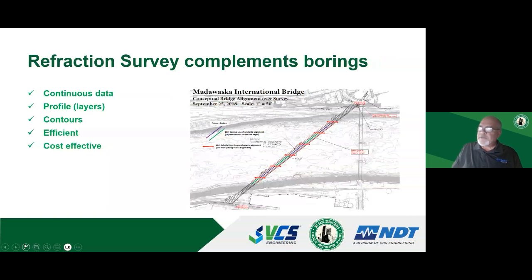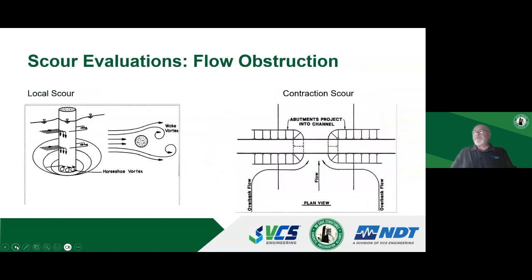It doesn't eliminate the borings because it doesn't give you the detailed information you need for bearing capacities. So split spoon sampling or cone penetrometer is still needed for bearing capacities, but it does reduce the number of them, and gives you a continuous profile. It's very efficient and cost effective, especially done prior to a typical subsurface investigation.